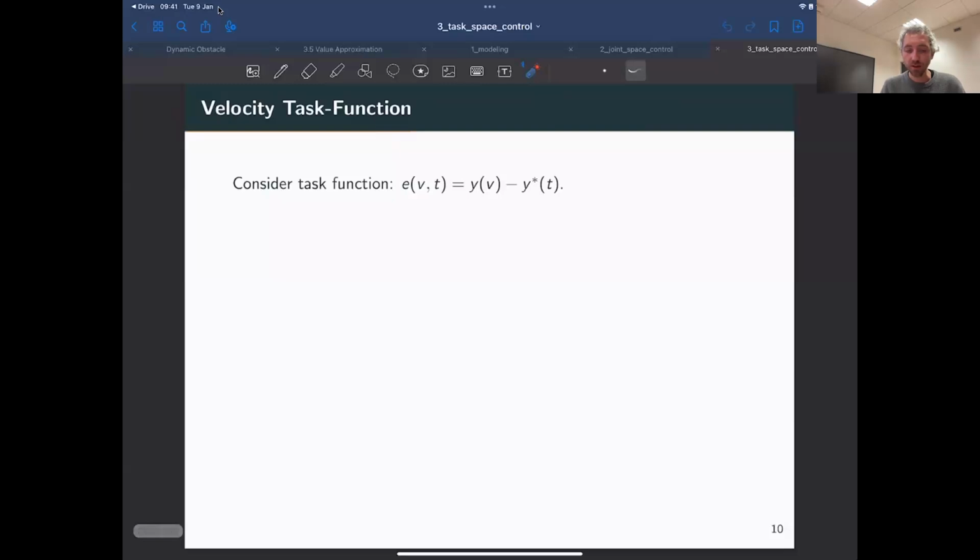So let's start with the velocity dependency. So our error depends on V, and it has this specific form, y of V minus y star of t.